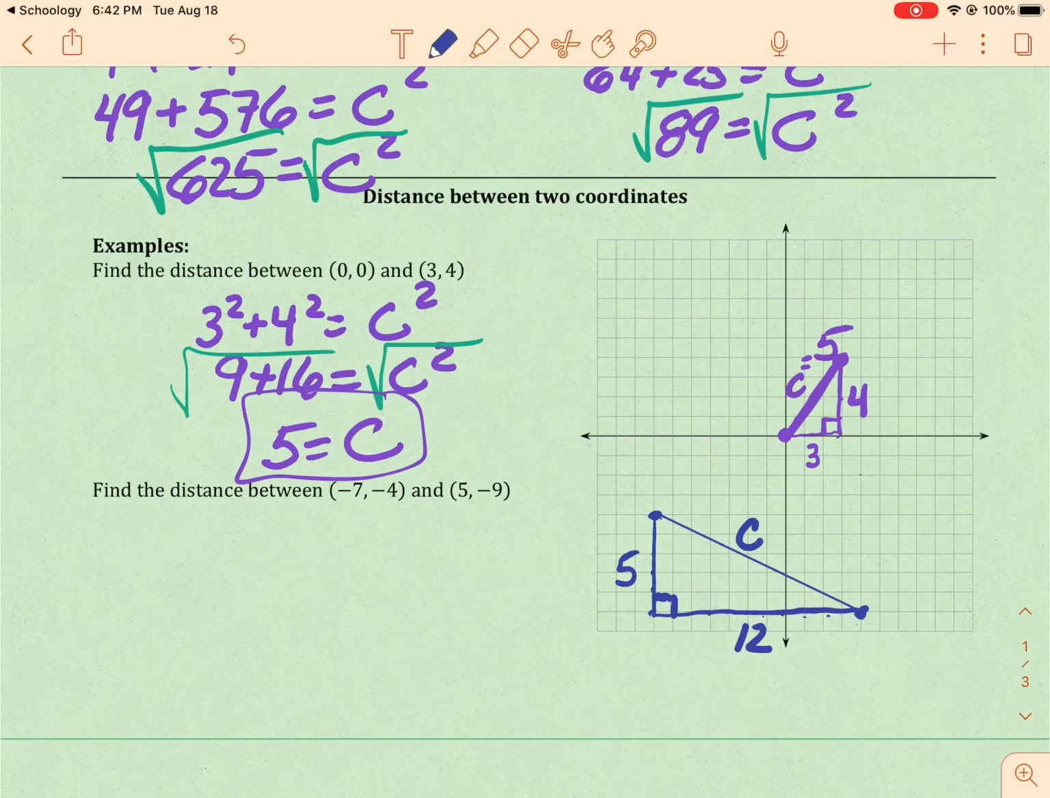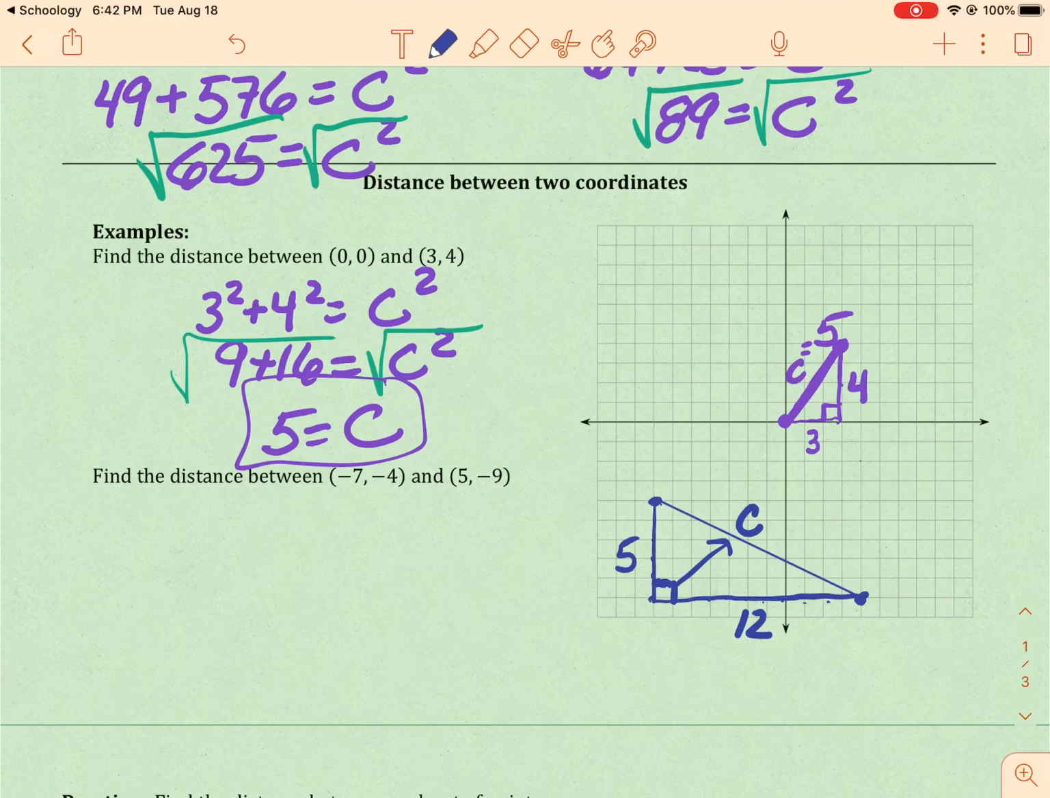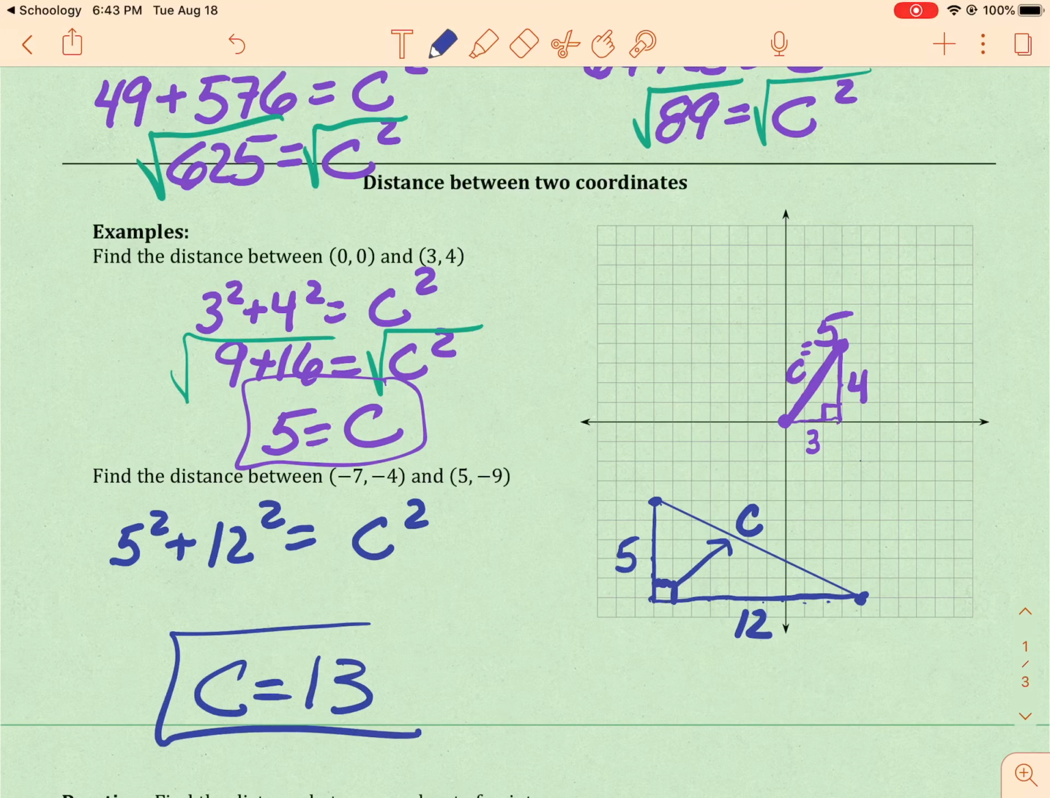Coincidentally, we're finding the c again because that's directly across from the right angle. It's not always the case, so you have to be careful when you plug into the formula. But 5 squared plus 12 squared equals c squared. Skipping ahead some steps, you should get c to be 13.